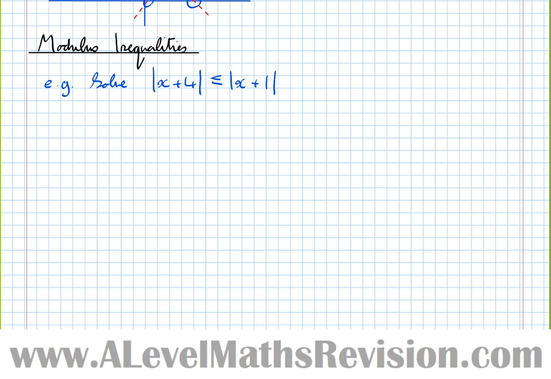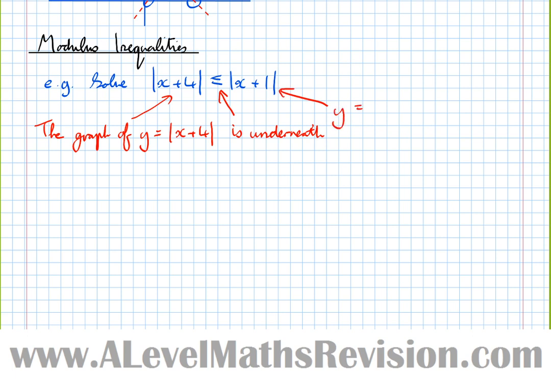So what this says, just annotating it, the graph of y equals mod of x plus 4, that less than or equal to means is underneath, is smaller than, is underneath the graph of y equals mod of x plus 1.